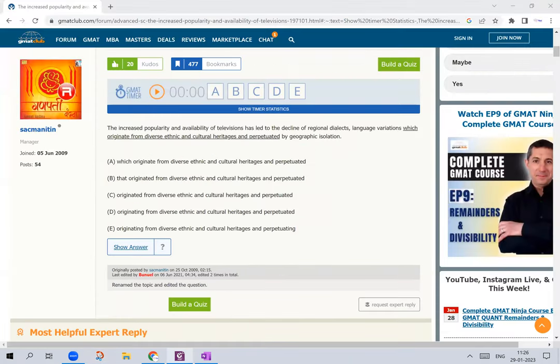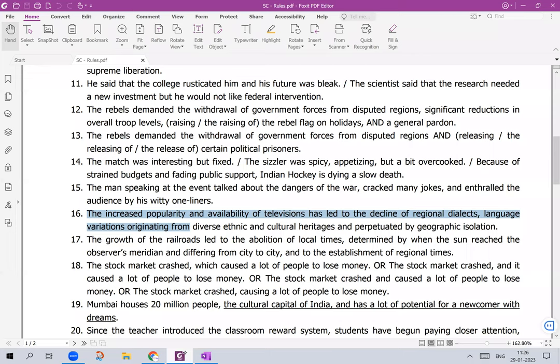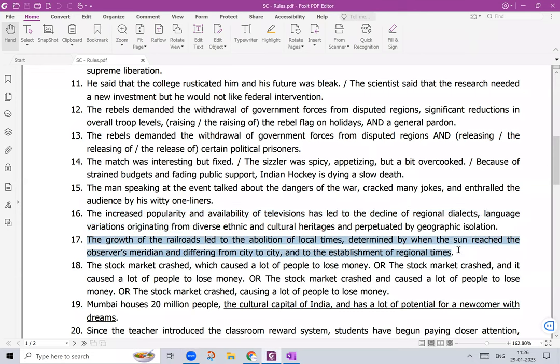But again, before we get into the next question, let's solve question number 17 also. This is also a brilliant question, but I will not explain the answer beforehand. Now you do it by yourself once. It is exactly the same thing, 16 and 17, but a bit different.